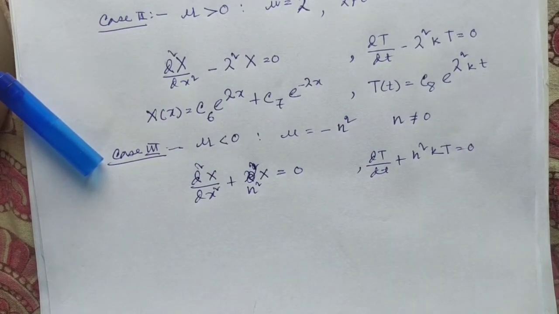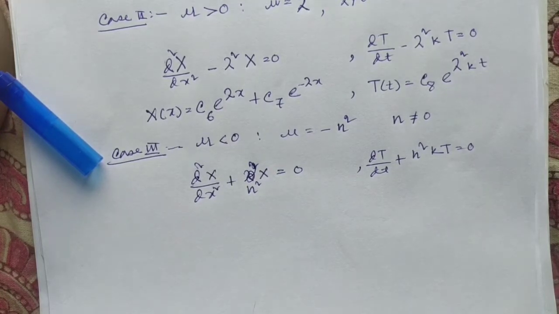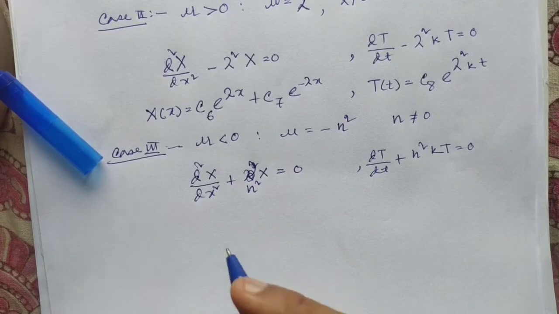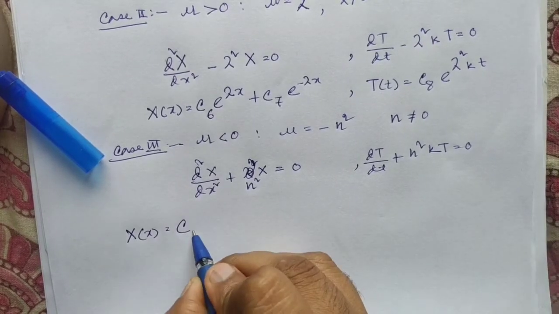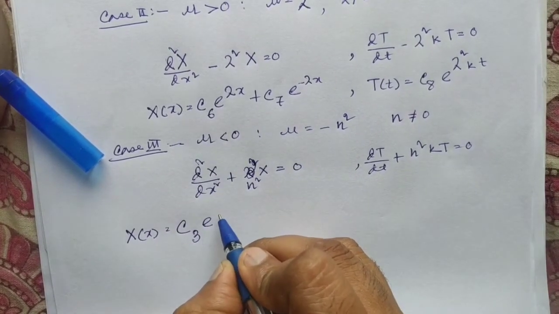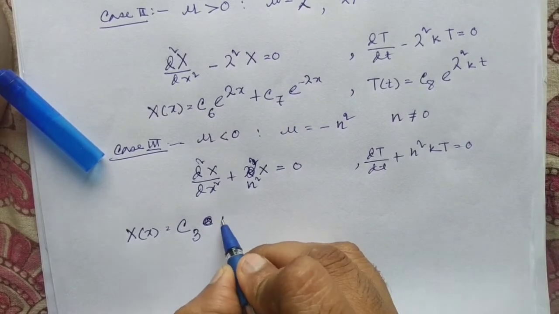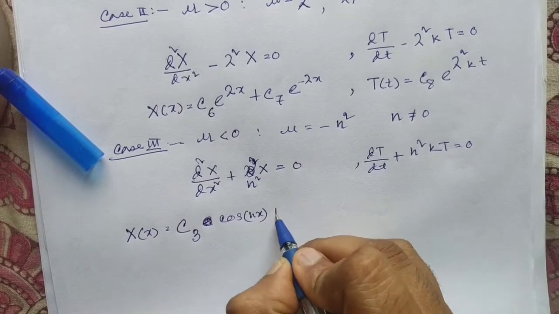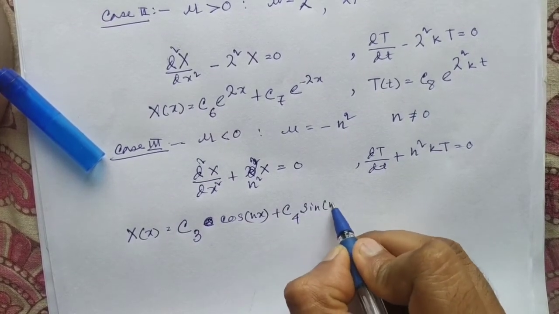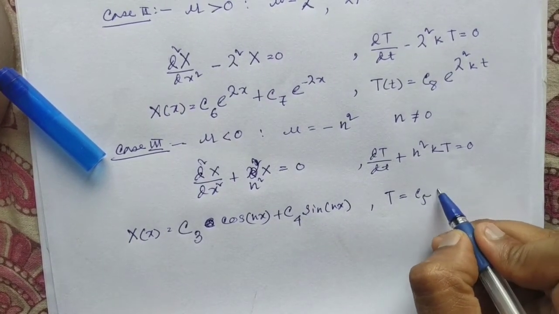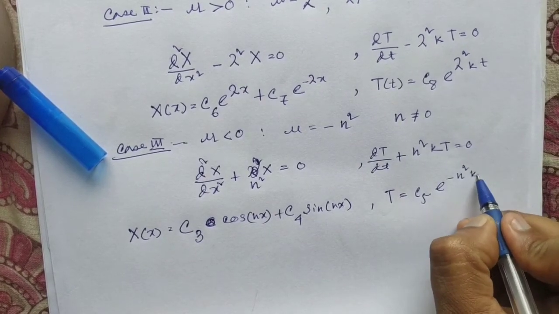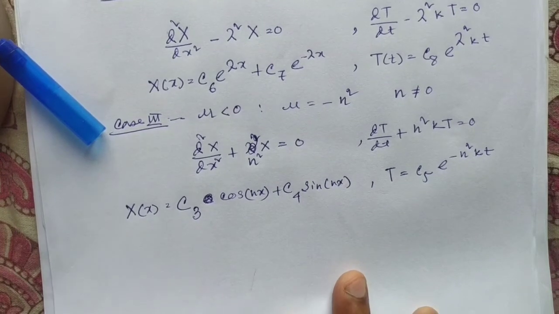Now from this part you will have a solution, as again you will take some e to the power mx as the auxiliary function, and m will be equal to plus minus ni, and whenever such a complex number or an imaginary number comes, we know that the solution looks like some cos sine thing, and this is actually capital X of x is equal to C3 cos of nx plus C4 sine of nx, and from there we have capital T is equal to some C5 e to the power minus n square kt, isn't it?